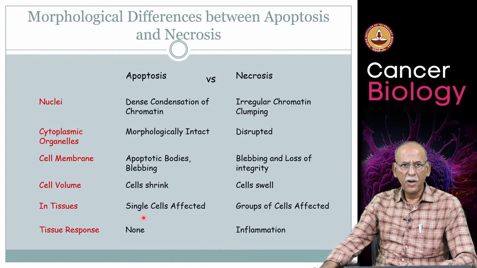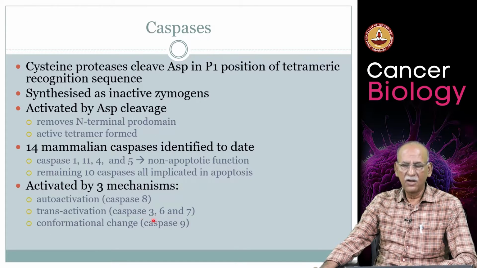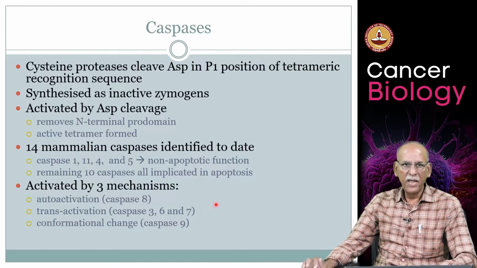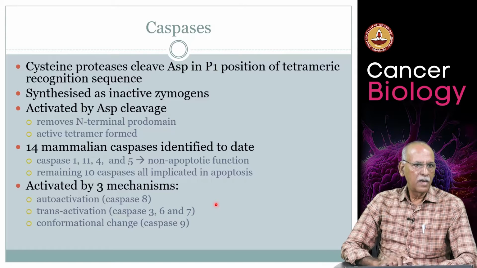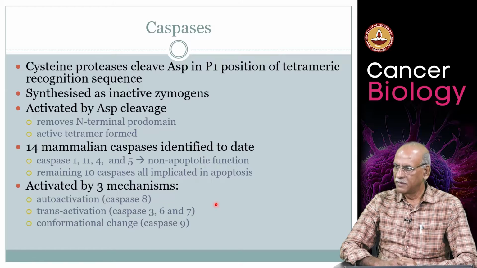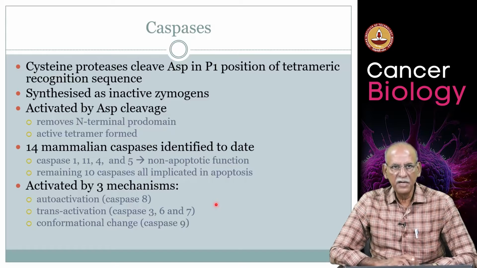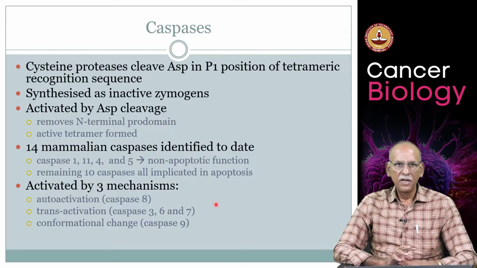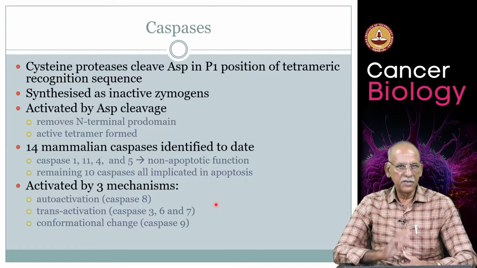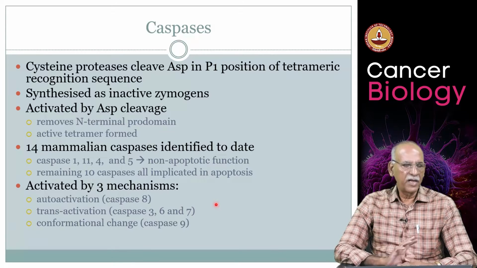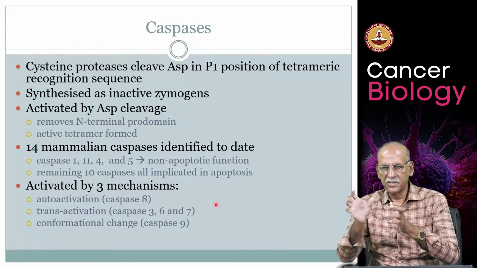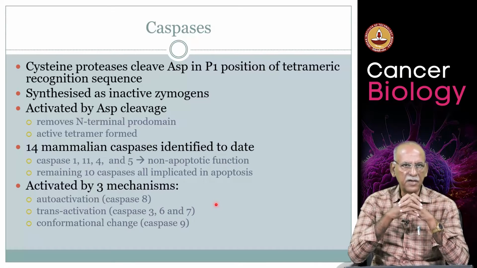Now, you may be wondering how this is all happening. The major player in the execution of this cell death is called a caspase. Caspase is an enzyme. Caspases are nothing but cysteine proteases. They cleave aspartate in the first position of a tetrameric recognition sequence. They have a recognition sequence. The first amino acid is aspartate.